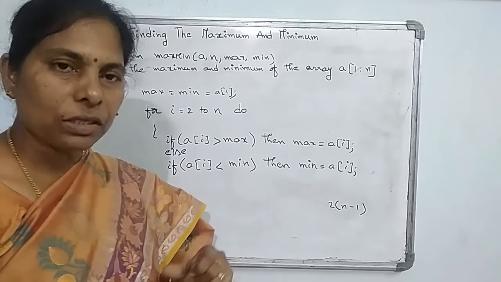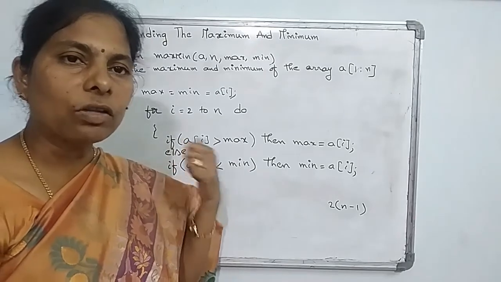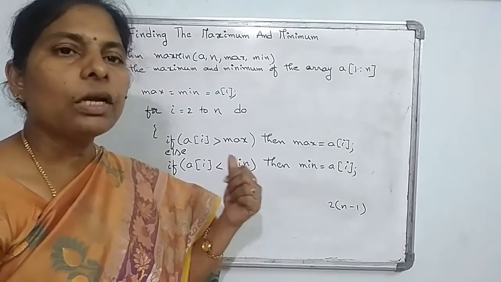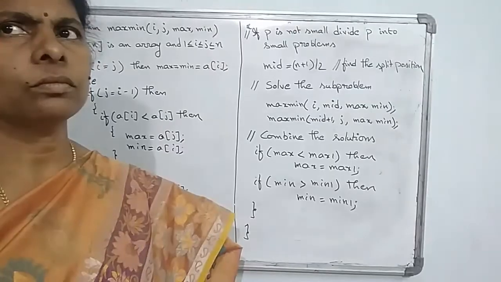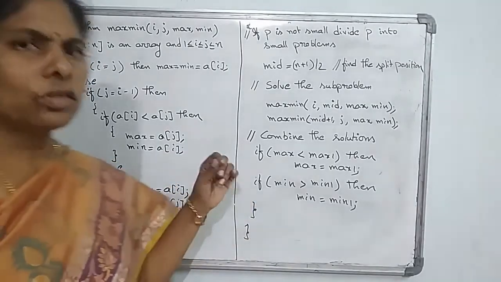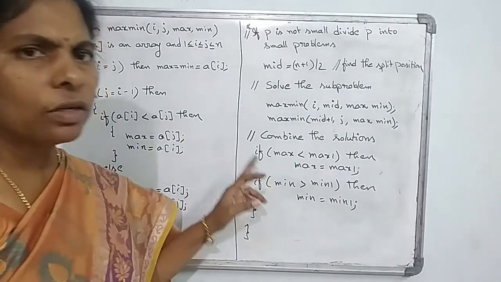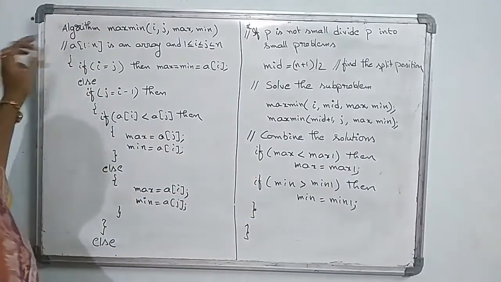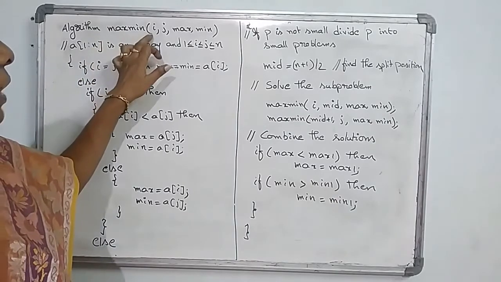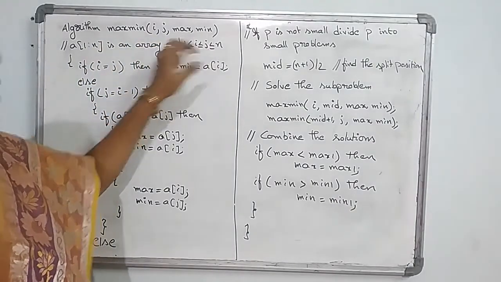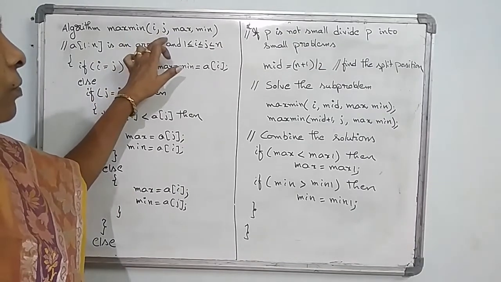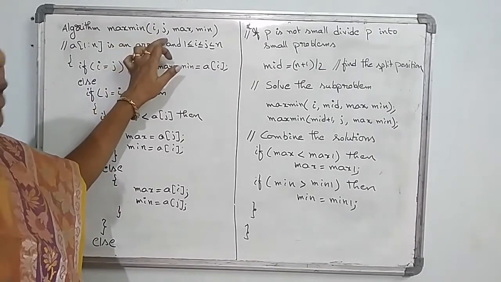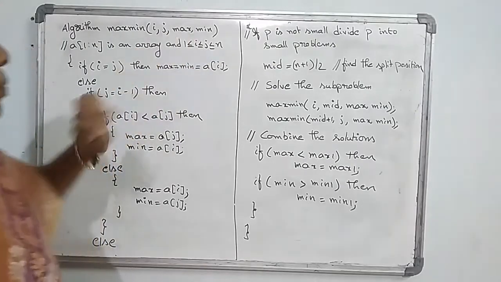Okay, now we will discuss the algorithm for finding the maximum and minimum using the divide and conquer approach. Now this is the algorithm. In the algorithm MaxMin(i, j, max, min), you have the array a and n, the starting element and the ending element, and the maximum element and minimum element.